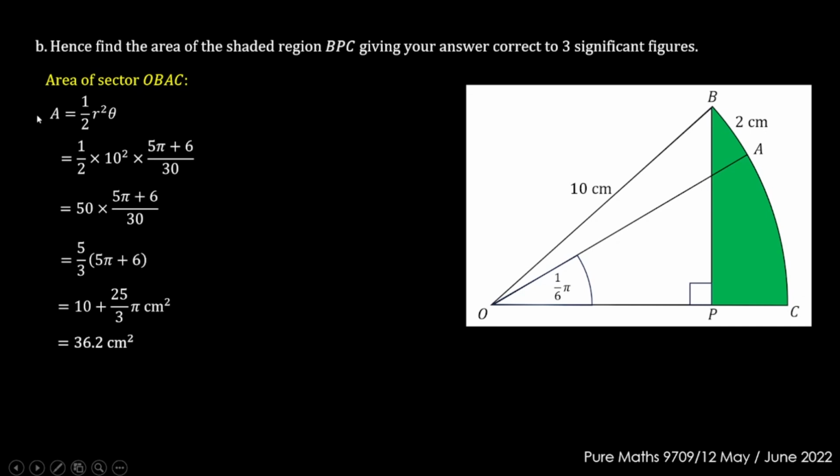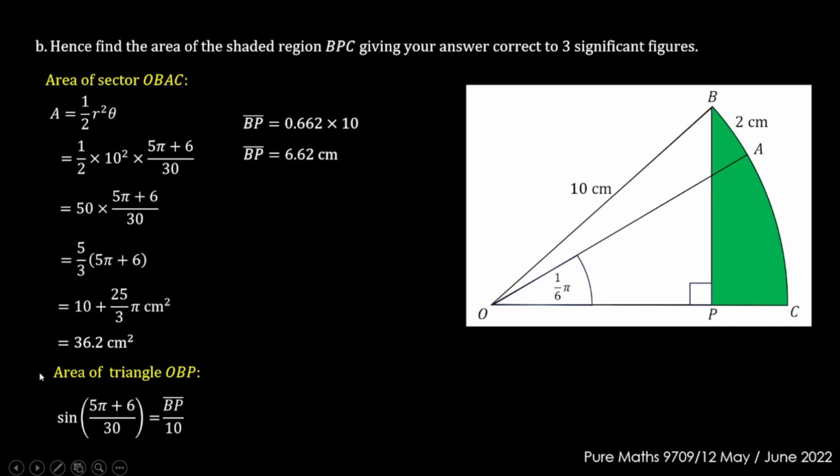The area is half R squared θ. So we have a half times R, which is 10 squared, times the angle in radians, (5π + 6)/30. That will simplify to 50 times (5π + 6)/30. We will cancel the 0 here. We will get 5/3 times (5π + 6), which is 10 plus 25/3 π. And as a decimal, that will be 36.2 square centimeters. And that's the area of sector OBAC.